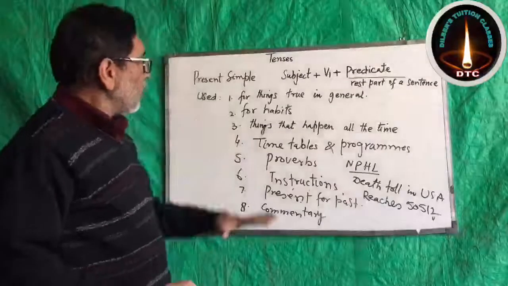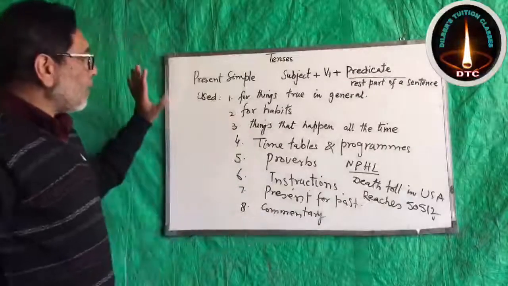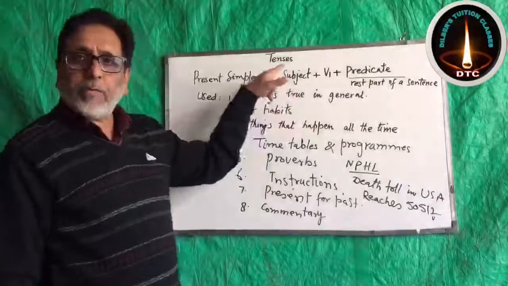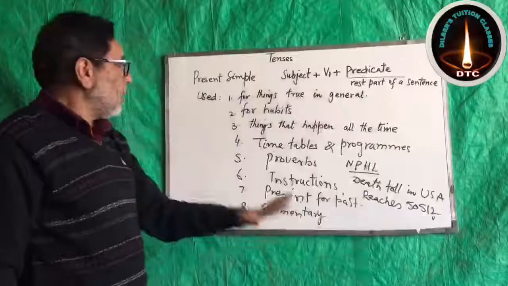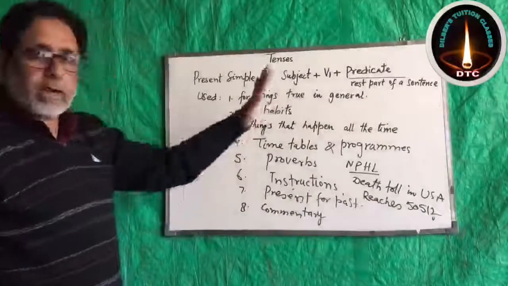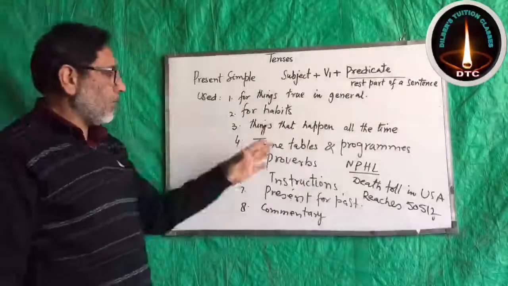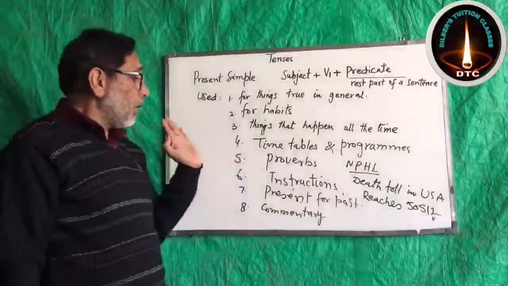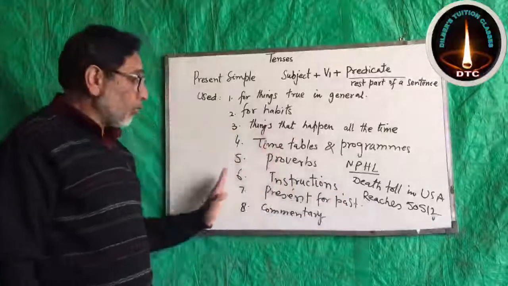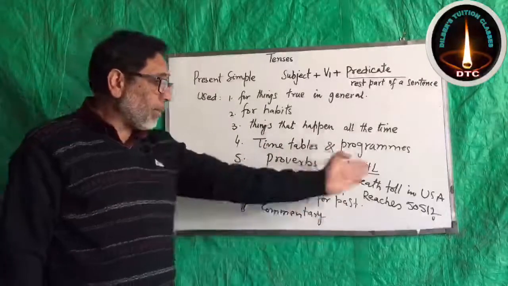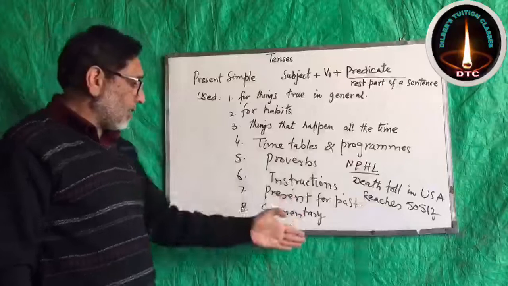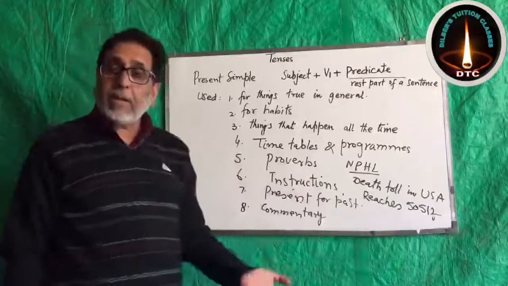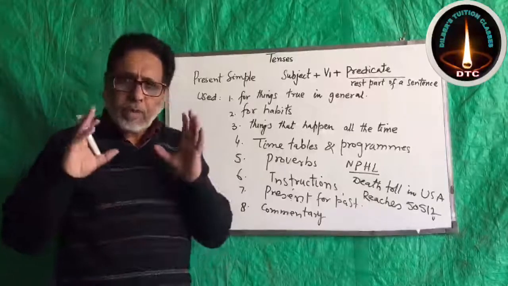Now let us recapitulate it. We can say that a present simple tense has a subject, it has the verb's first form, and it has a predicate. It is used for things that are true in general. It is used for habits. It is used for things that happen all the time. It is used for timetables and programs. It is used for proverbs. It is used for newspaper headlines. It is used for instructions. It is used for present for the past. It is used for commentary. This is all about simple present.